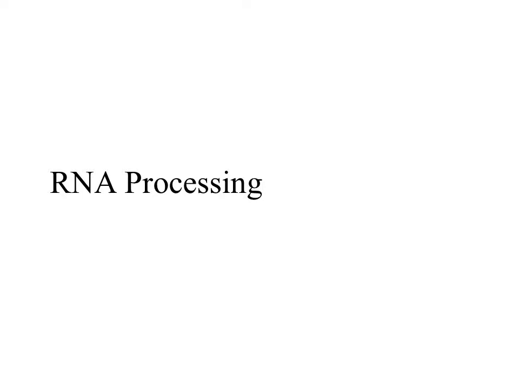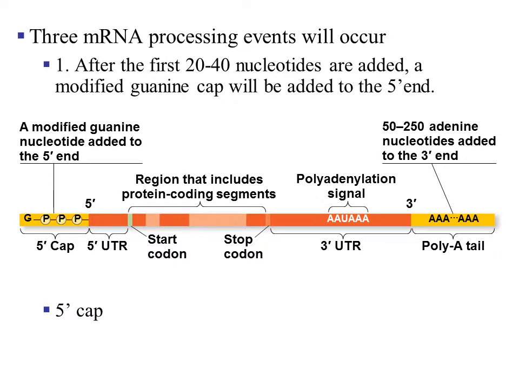Now we are going to process RNA. Three mRNA processing events will occur. The first one occurs after the first 40 nucleotides have been added. A modified guanine cap will be added to the 5' end. This is like a shield that will protect the 5' end from degradation. Inside of the cell, you have these dicer proteins, these enzymes that will cut up single-stranded mRNA. But if you protect the 5' end, you inhibit this degradation.